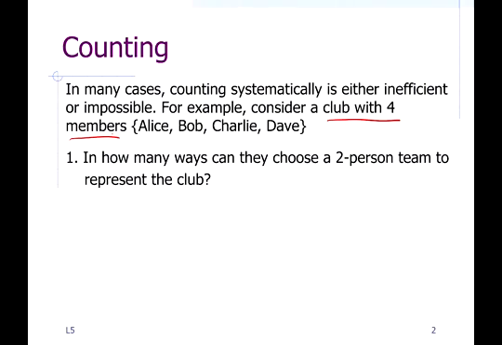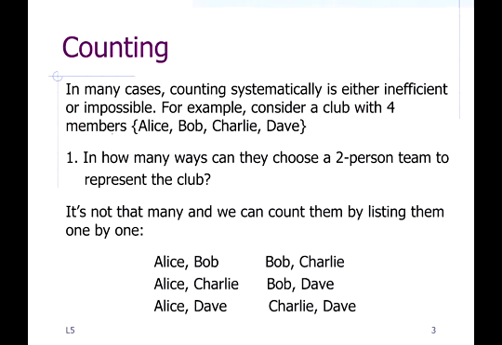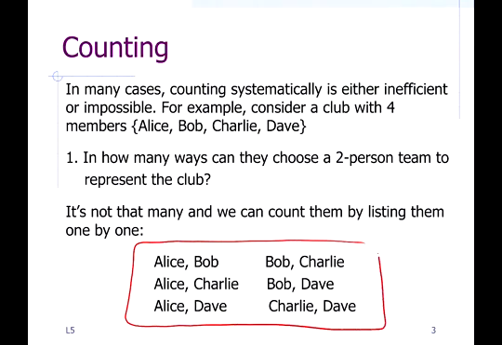Well, the numbers are small enough that we could just list out all the options until we've exhausted all possibilities. And if we were to do that, Alice and Bob, Alice and Charlie, Alice and Dave, so on and so on, we get 6 options. 6 possible pairs of people. There is no 7th possible pair of names that is not already on this list. So we have 6 possible 2-person teams.